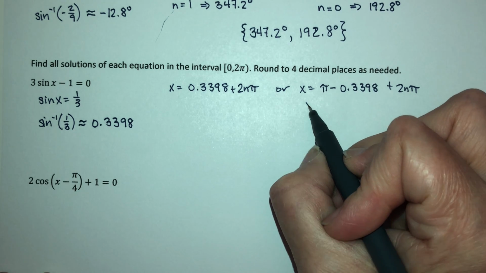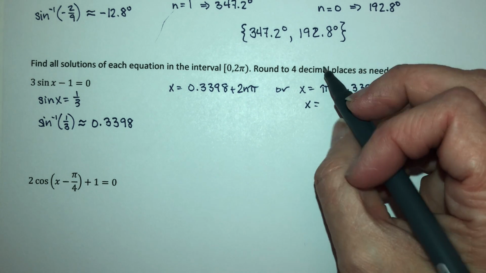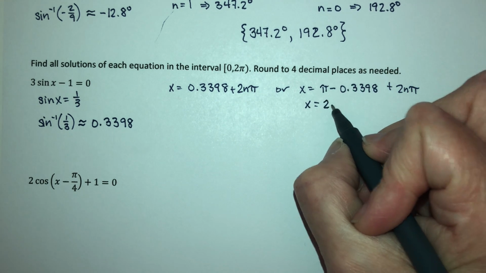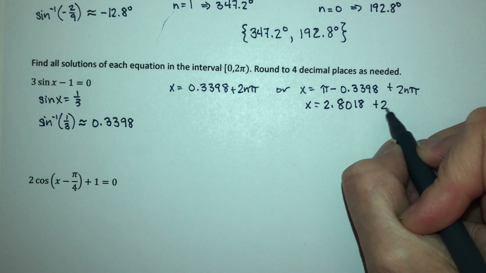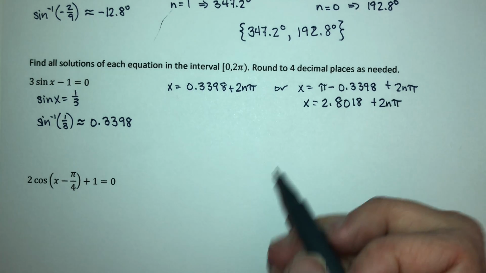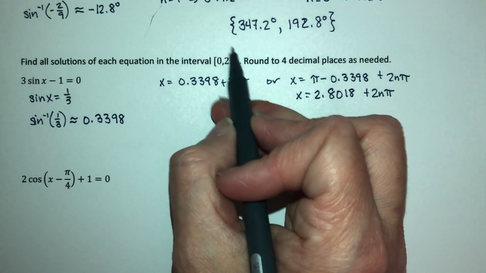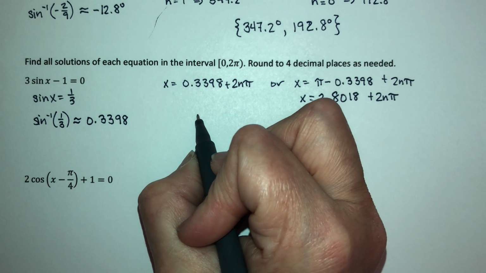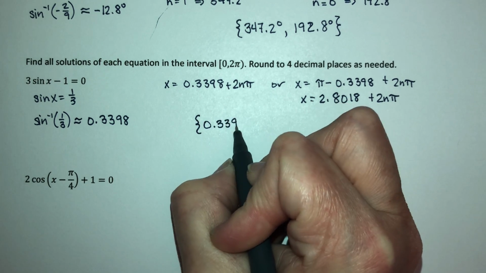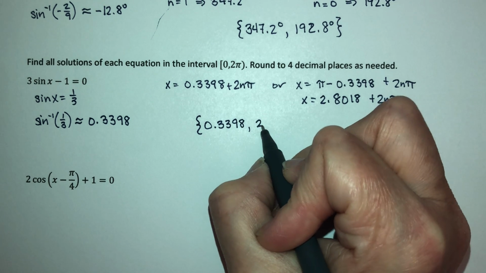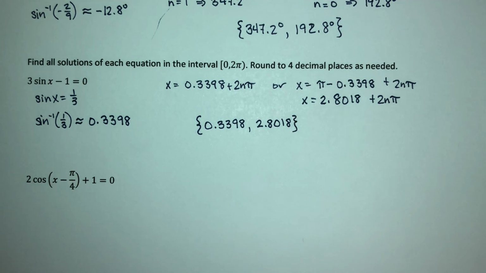Do your arithmetic here, and you'll get that x is about 2.8018 plus 2n pi. And again, since this is a positive number, if I add 2 pi to that, I'm outside of our indicated range. So my two solutions are 0.3398 and 2.8018. And those are in radians.